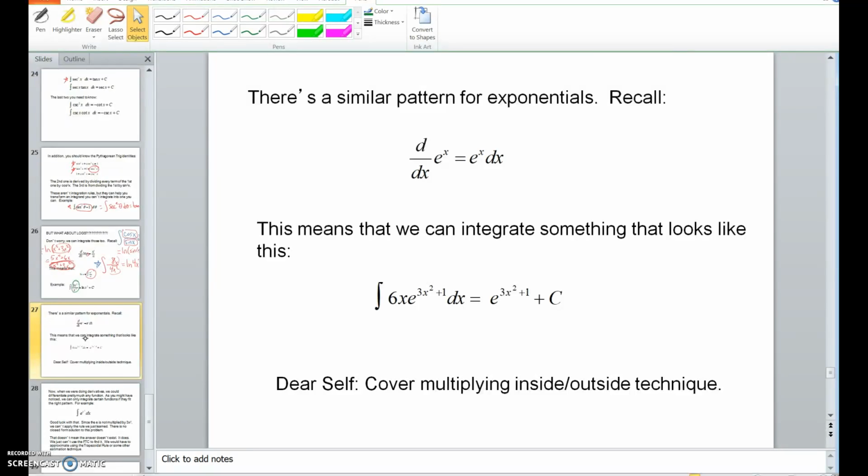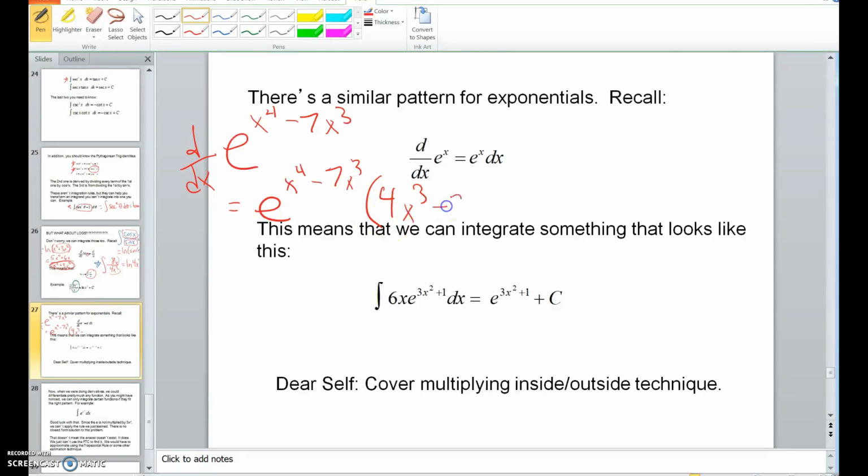Moving on to exponentials, remember the pattern for e to the x when we were taking the derivative. When you take the derivative of e to some function, the derivative is the original problem, e to whatever function, times the derivative of that exponent. So just remember, as an example, e to the x to the fourth minus 7x cubed. If we want to take the derivative of that, the derivative would be the original problem, e to the x to the fourth minus 7x cubed, times the derivative of the exponent, so 4x cubed minus 21x squared.